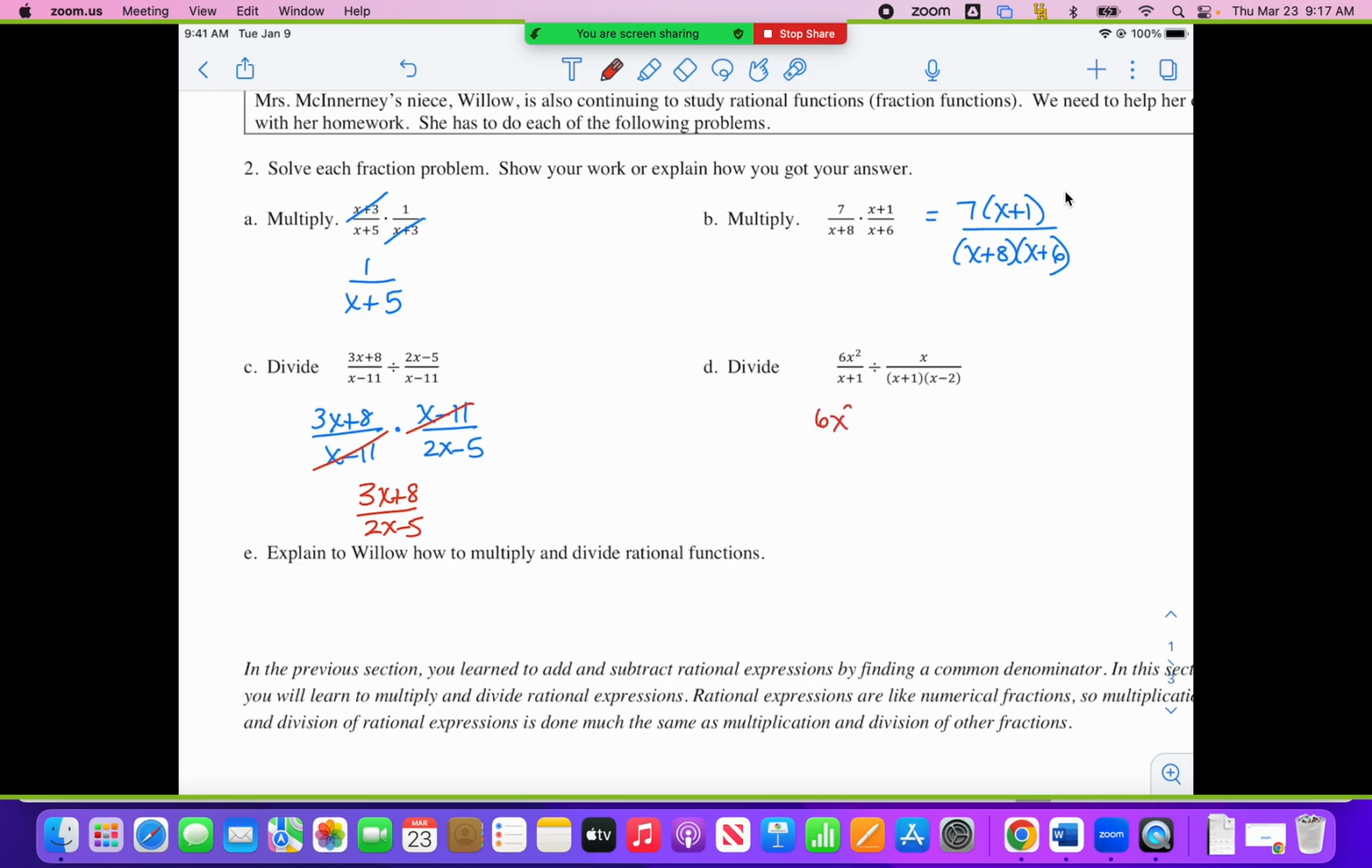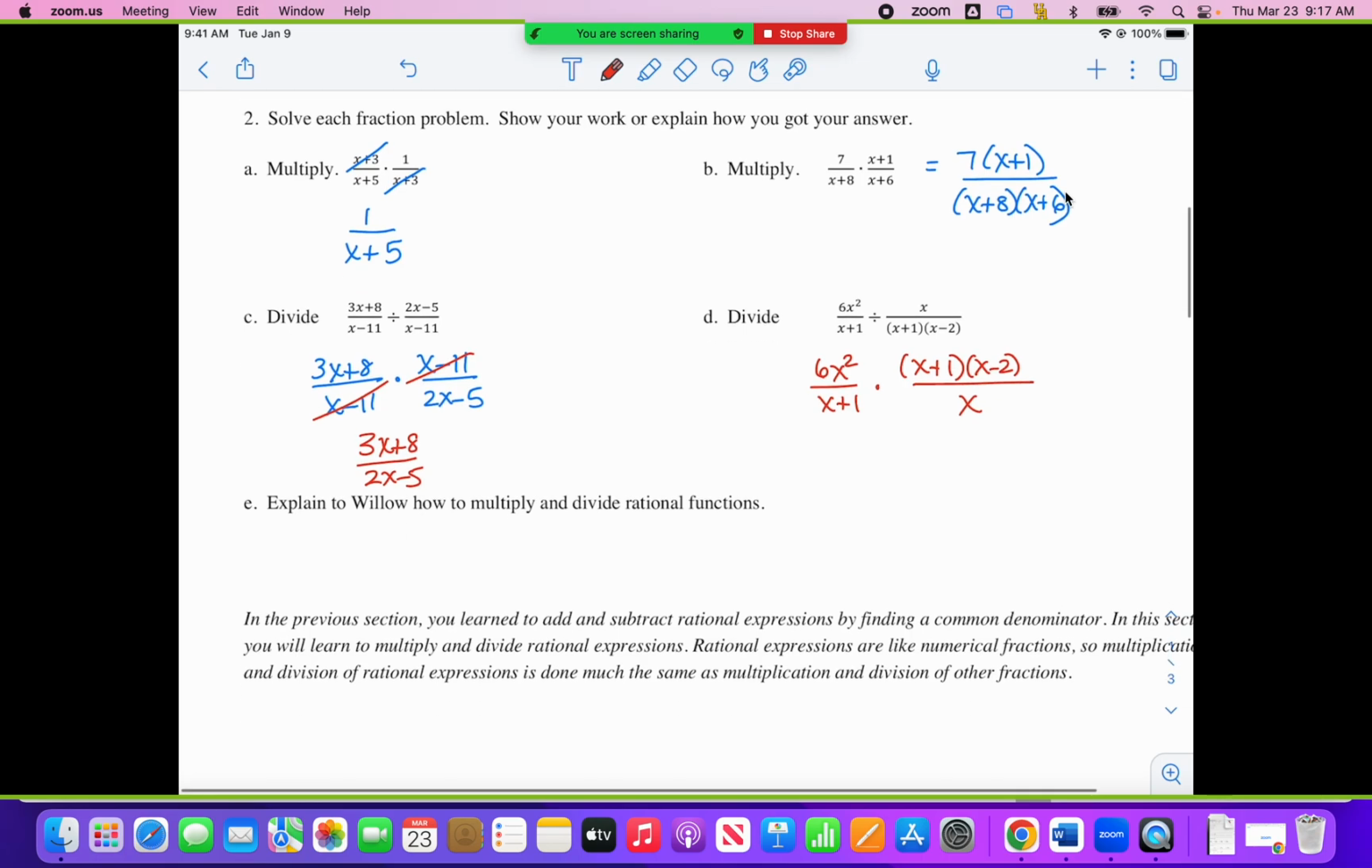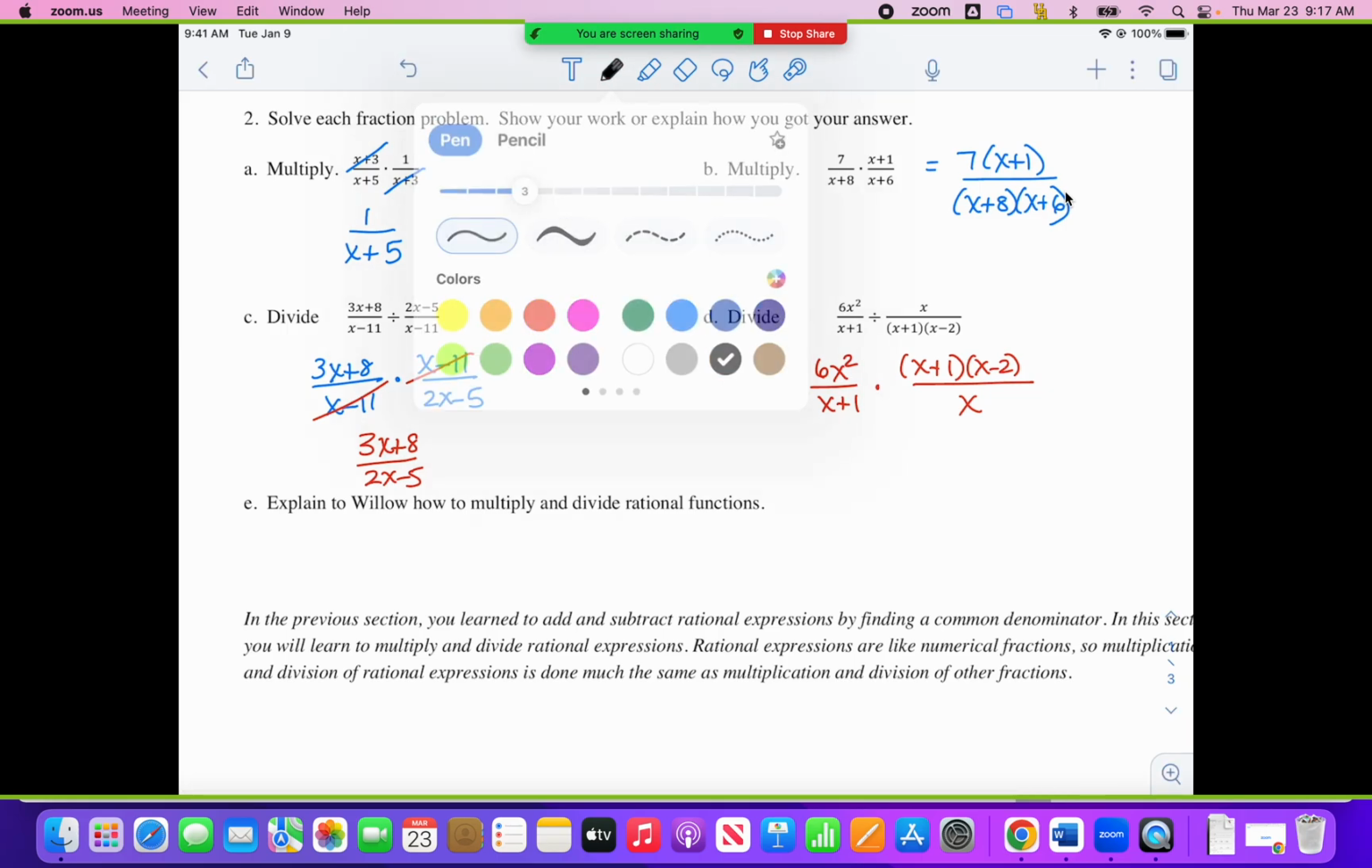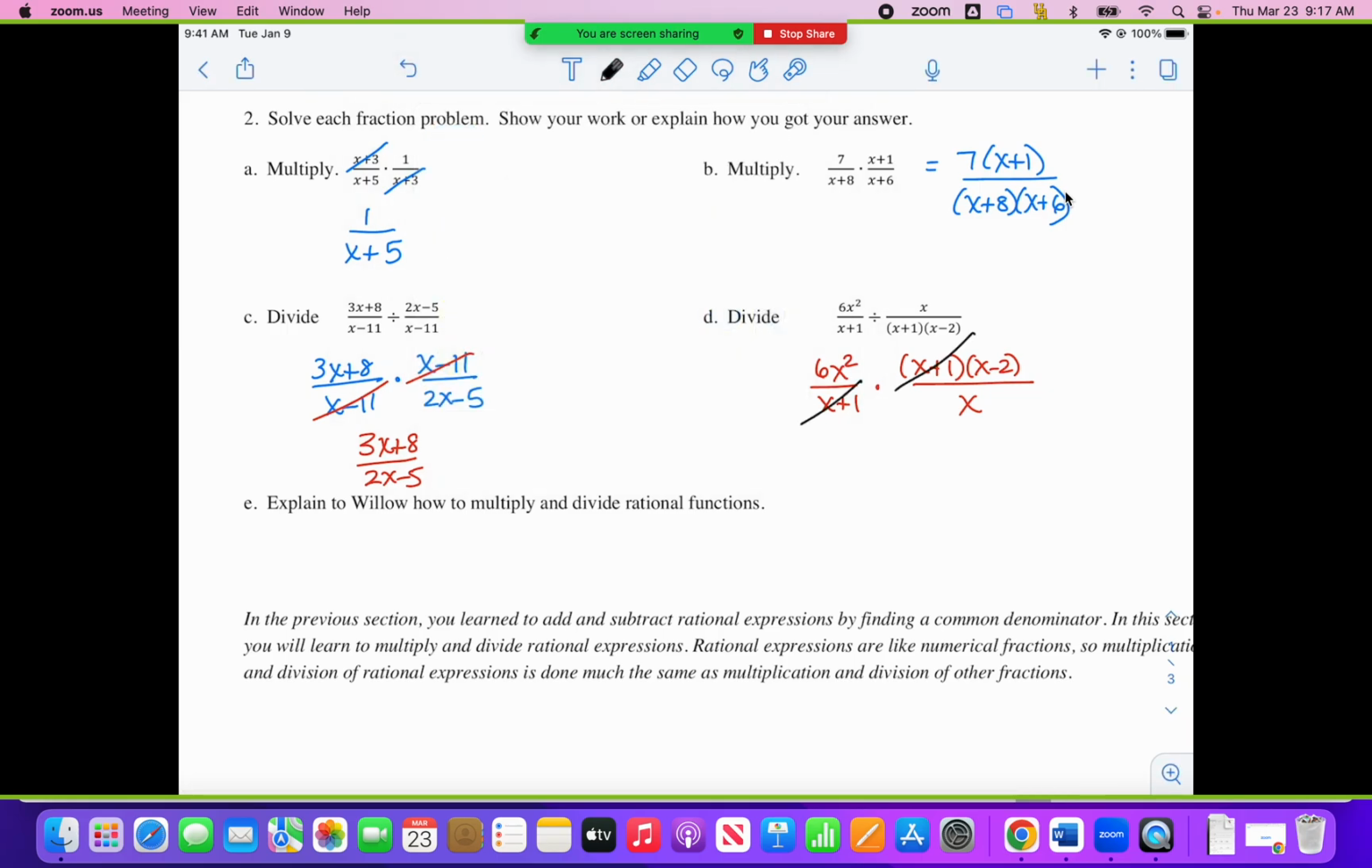And then in letter D, this becomes multiply by the reciprocal of the divisor. A divisor is what you're dividing by, so it's always the second fraction, okay? Now, I can cancel an x plus 1, but what else can I cancel? No, that's not going to cancel to 5x. 6x squared means 6 times x times x, so one of those x's is going to cancel. So I have 6x times x minus 2.